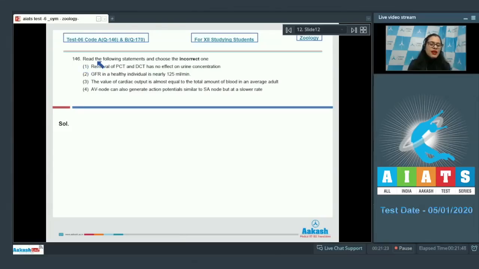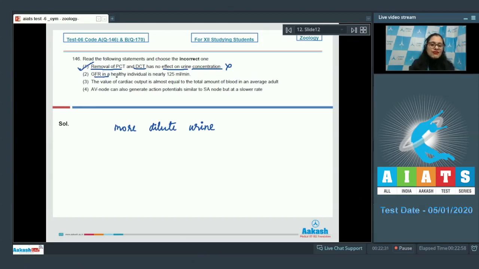Question number 146. Read the following statements and choose the incorrect one. The very first statement says, removal of PCT and DCT has no effect on urine concentration. And as it is an incorrect statement, so this is a correct answer to our question. Because removal of proximal convoluted tubule or PCT results in more dilute urine, as fluid from filtrate will not be reabsorbed into the peritubular capillaries. So this is an incorrect statement.